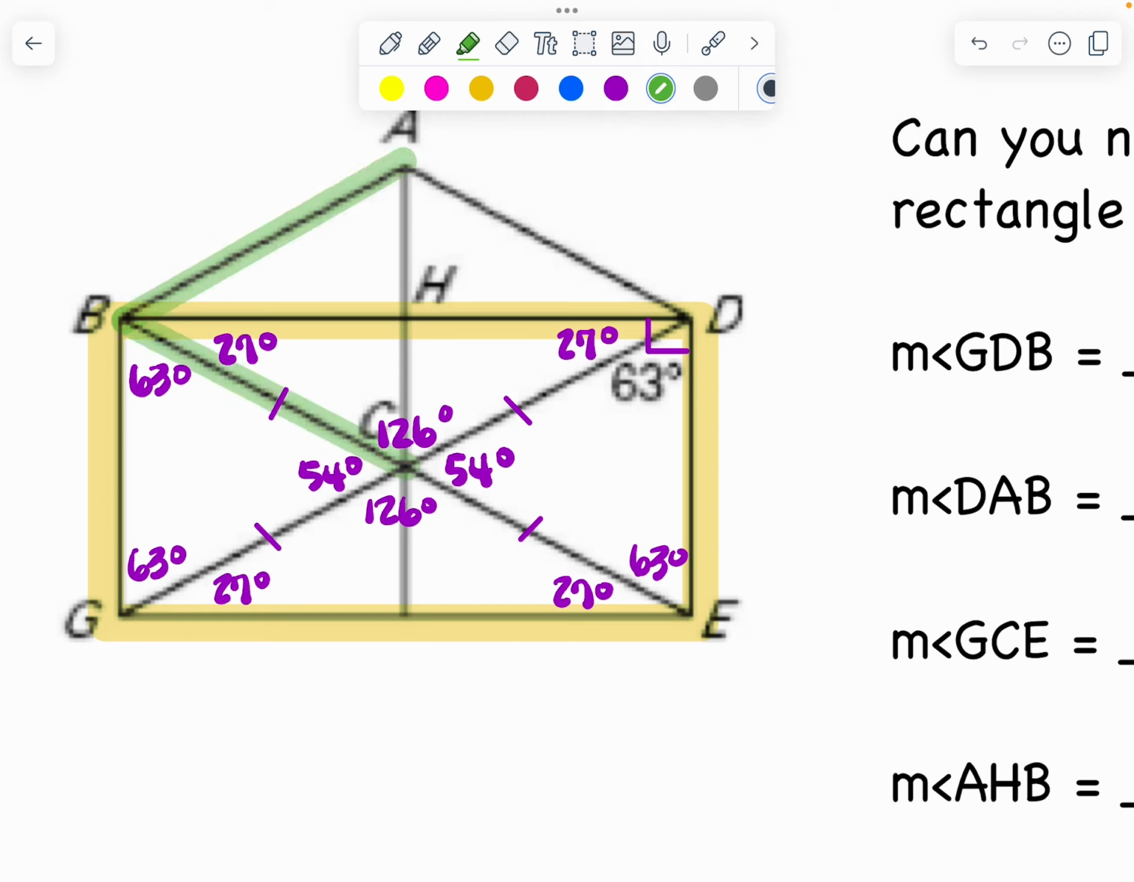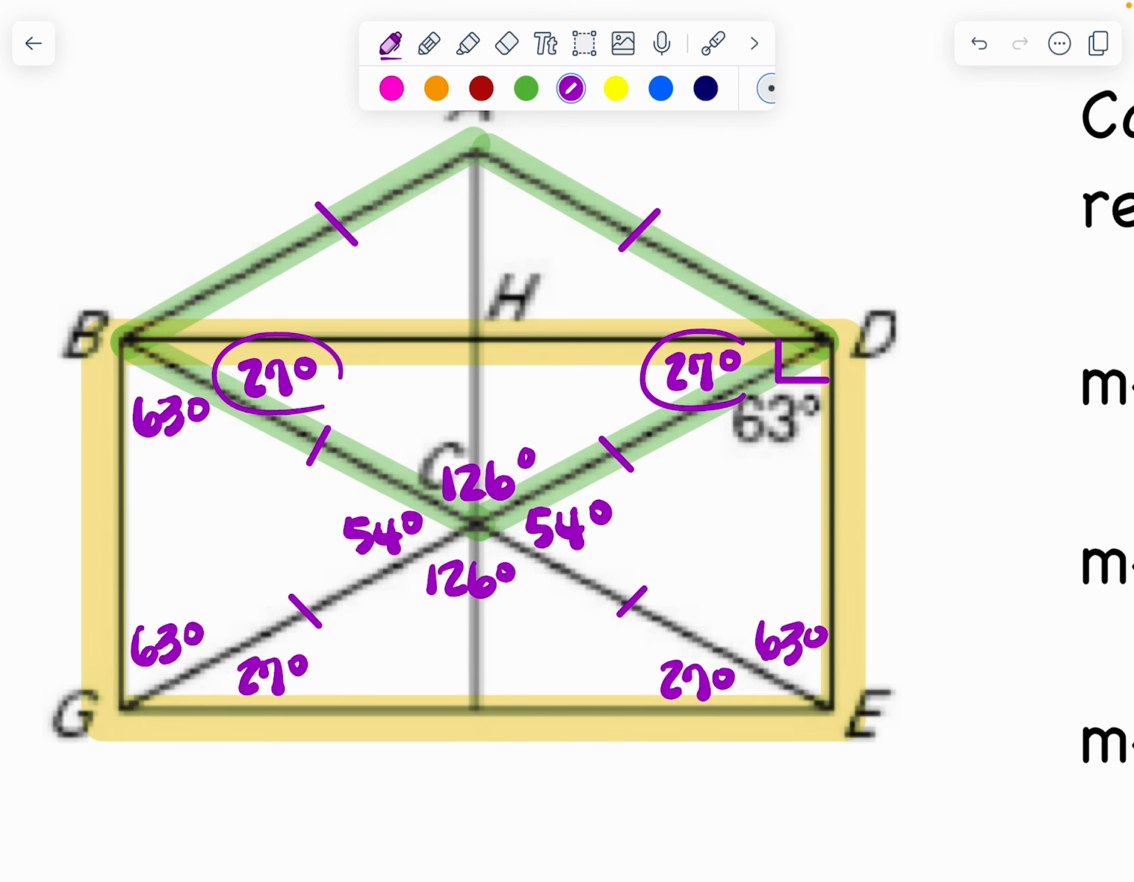Let me take that down a notch. We have a rhombus here, sitting atop and inside our rectangle. Well, remember, rhombuses have 4 congruent sides, right? So these sides are congruent to the other 2 sides, which means all my diagonals are lines of symmetry, right? And if I have 27-degree angles here and here, well, then these have to be 27 degrees because of the congruent base angles, because the angles are being bisected by the diagonals, right?